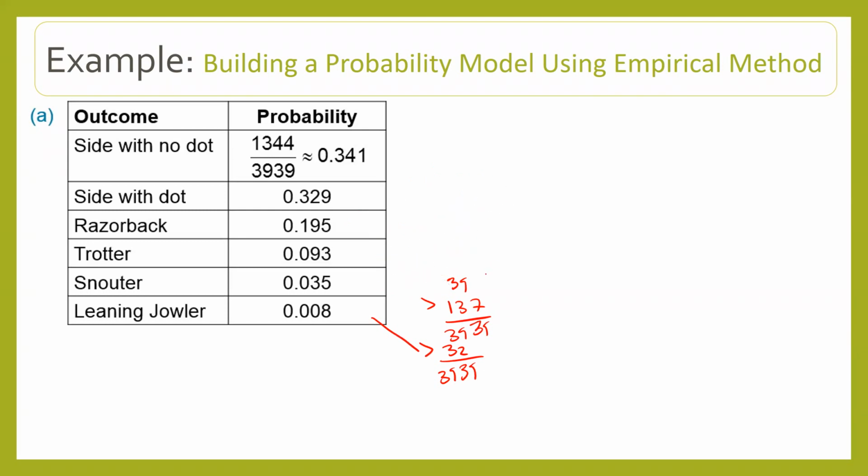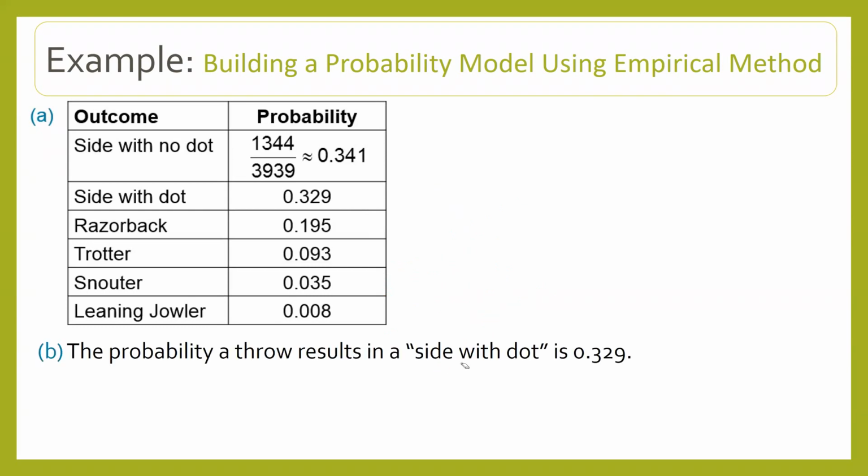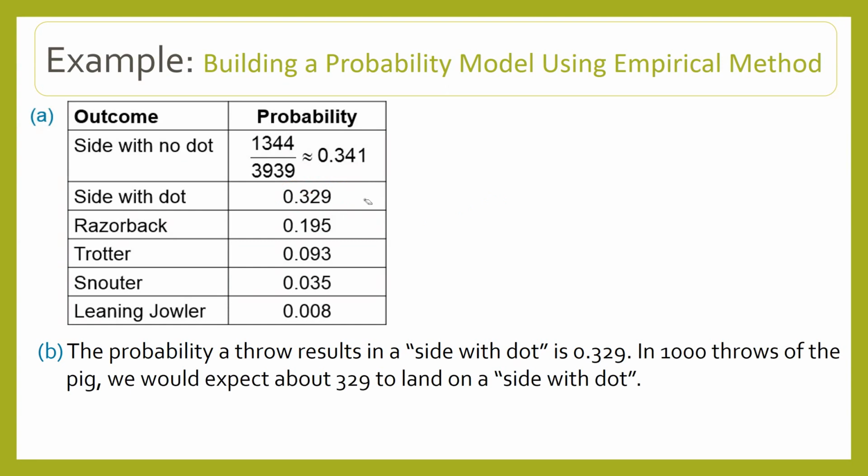Okay, so clearly the sum is 1 and each probability is between 0 and 1. So this is a probability model. B, what's the probability of a toss resulting in a side with dot, which is this one? It is 0.329. How do we interpret this? It means that in 1,000 throws of the pig, we expect about 329 to land on the side with dot. That's the interpretation.